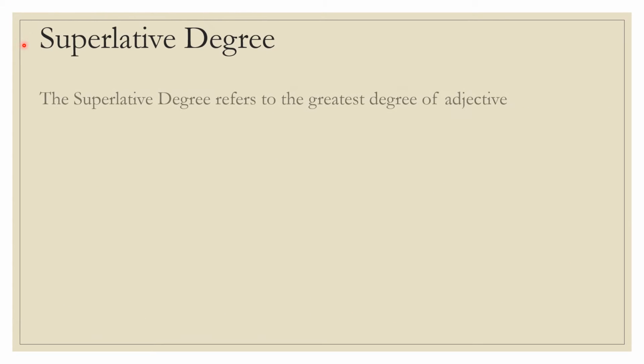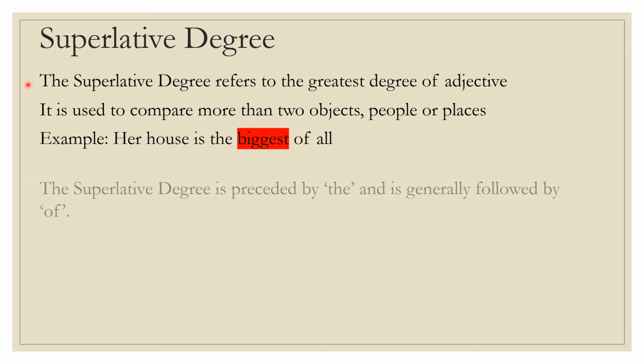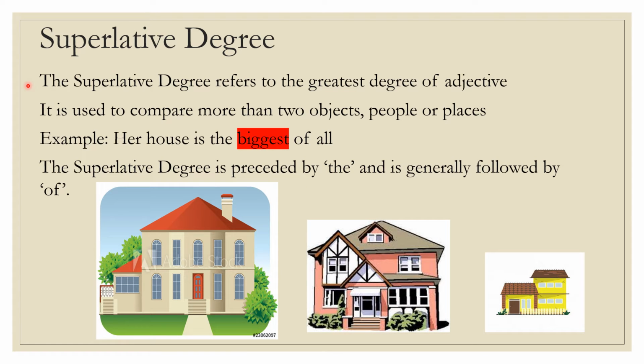The superlative degree. The superlative degree refers to the greatest degree of adjective. It is used to compare more than two objects, people, or places. Look at the following example. Her house is the biggest of all. So biggest, the highlighted word, is an adjective in the superlative degree. The superlative degree compares more than two objects, people, or places. So here 3 objects or 3 houses are compared. And the sentence is, her house is the biggest of all the houses. So biggest is an adjective in the superlative degree.